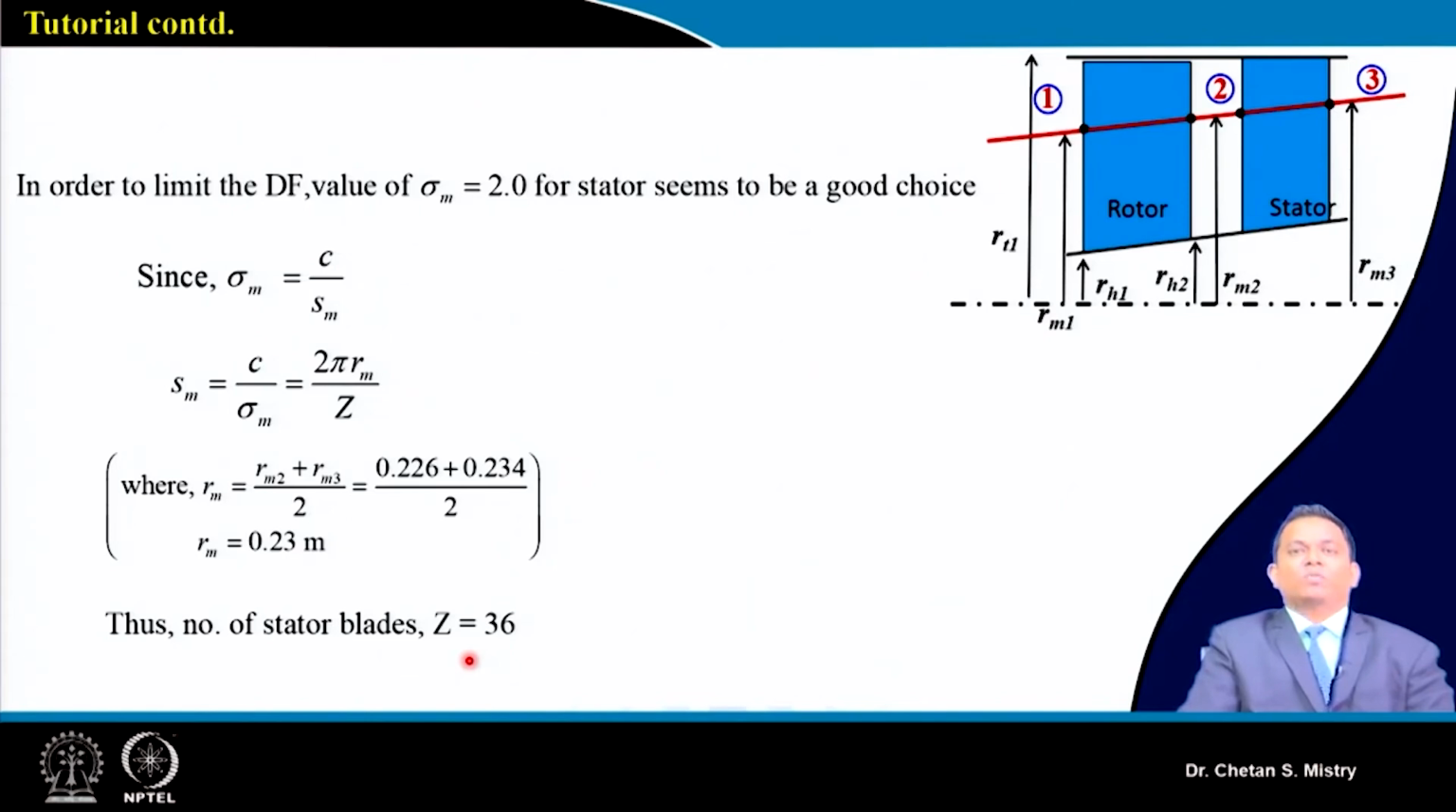At this moment, we are doing a preliminary design. So we are taking our number of stator blades to be 36.